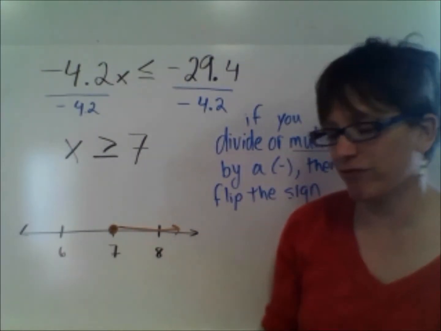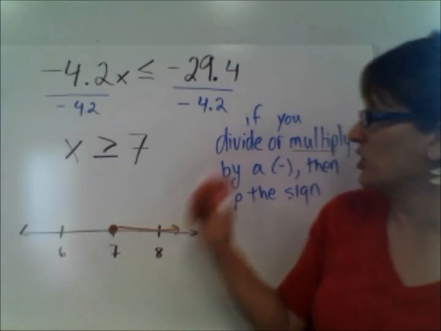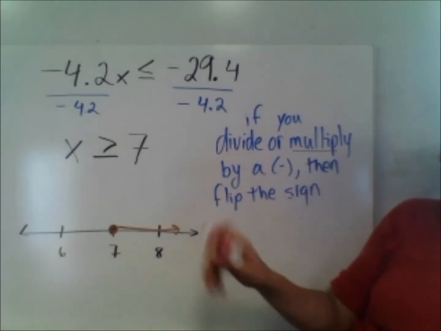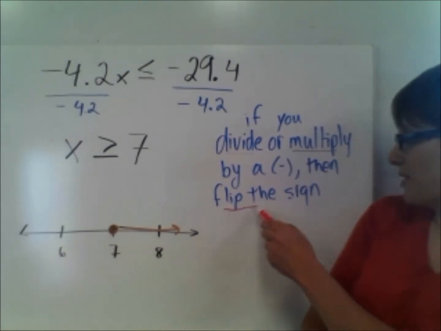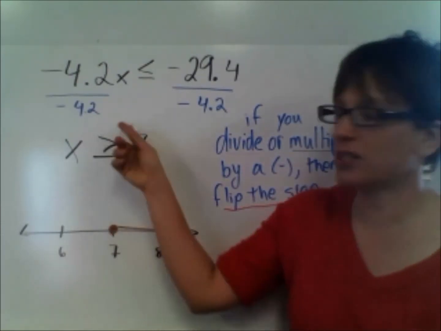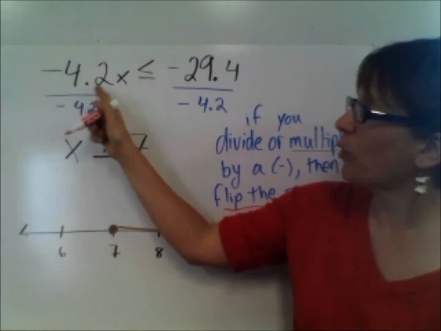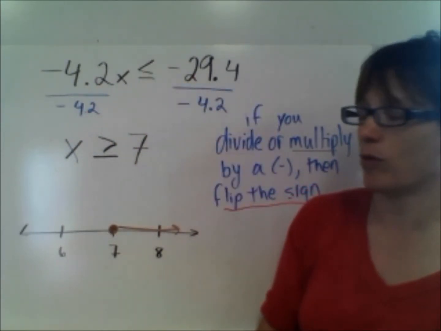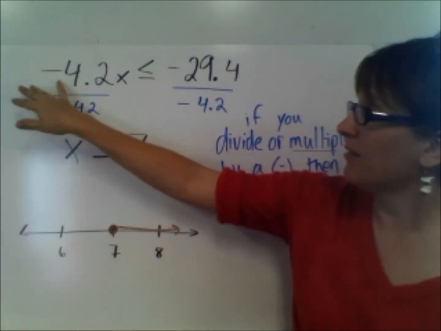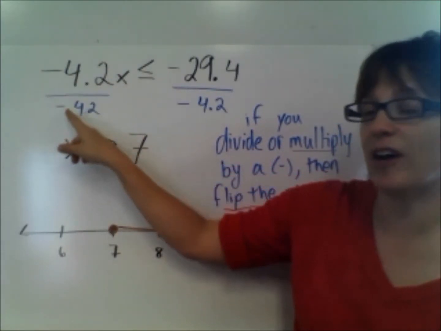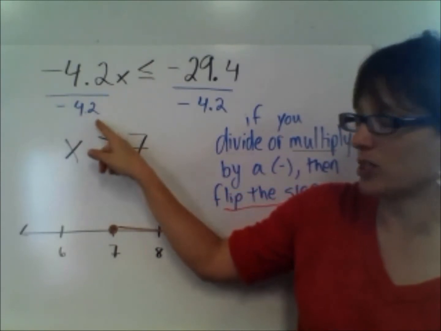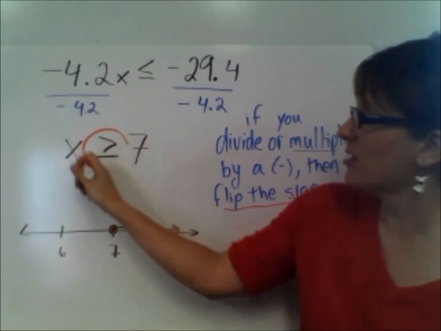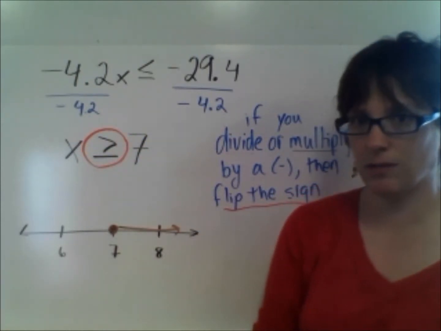The rule that's different, inequalities are different from equations when you are dividing or multiplying by a negative, and then you flip the sign. So that's what this circumstance is. -4.2 times x is less than or equal to -29.4. To get rid of -4.2 times x, I'm going to divide both sides by -4.2. Since I'm dividing by a negative, my sign switches.